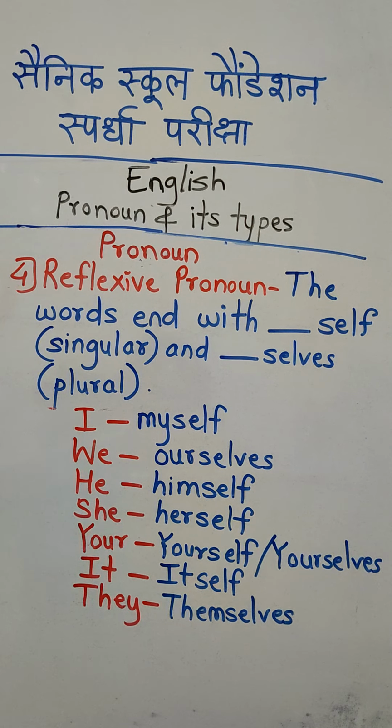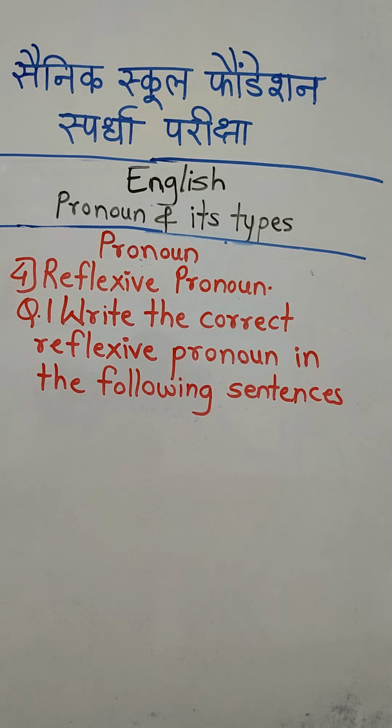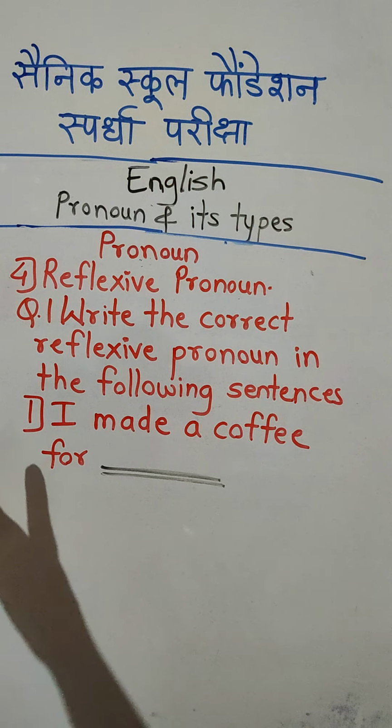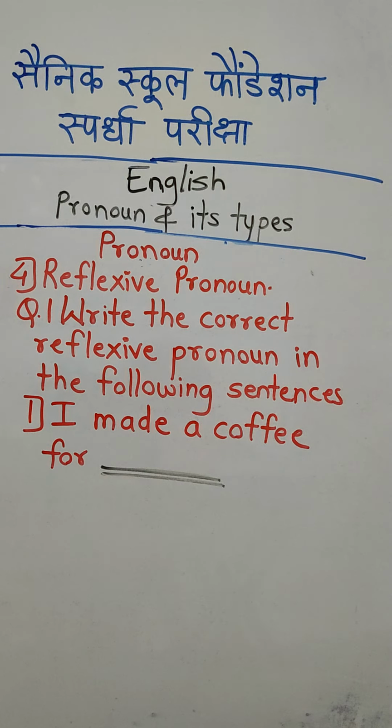Now suppose we have been given question number 1: write the correct reflexive pronoun in the following sentences. That means we have to identify which reflexive pronoun is suitable in the given sentence. First sentence is given, I made a coffee for dash. Here look at the pronoun we have in the sentence, that is I. So we have to write the correct reflexive pronoun for I, that means myself. So here we will have the sentence as, I made a coffee for myself.